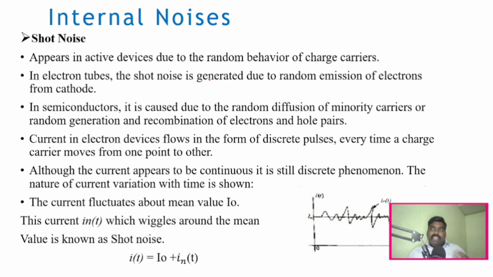And current in these electron devices flows in the form of discrete pulses every time a charge carrier moves from one point to another, which creates this type of noise, right? Although the current appears to be continuous in nature, this particular phenomenon is discrete, right? And we can represent this shot noise like i(t) = I0 + in(t), right? And this in(t) fluctuates around the mean, right? These are the properties of shot noise.